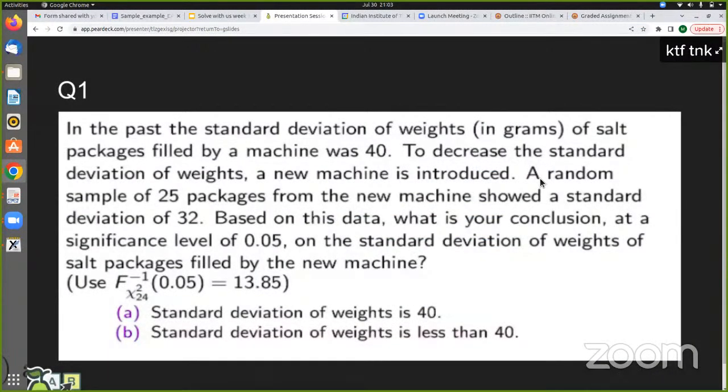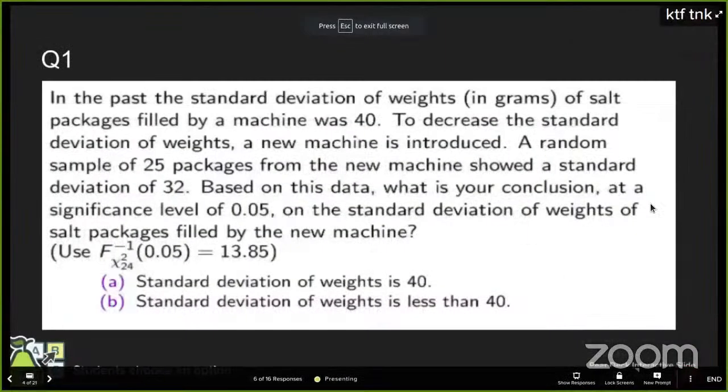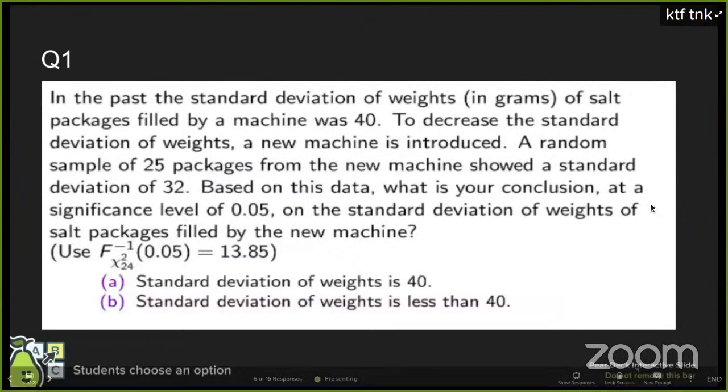Yes, sir, we will compare 32 square. If 1024 is higher than 923, are we going to reject H naught or accept it? Accept H naught means A and B is what?